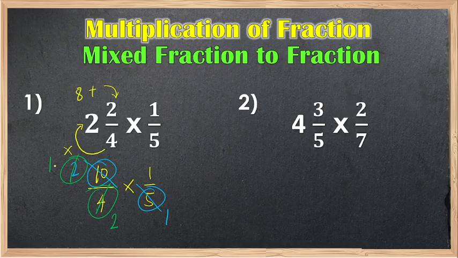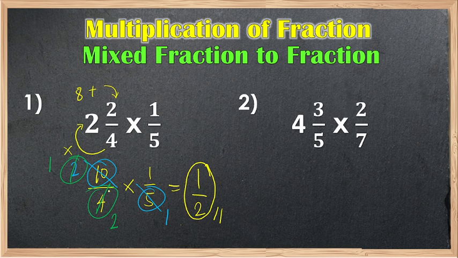So therefore, we multiply 1 times 1. The answer is 1. 2 times 1, the answer is 2. Therefore, the final answer must be 1/2. So the process is you first change the mixed fraction to an improper fraction, and then proceed to multiplication. Try to observe first if there is a common factor. If there is a common factor, reduce the fraction to lowest terms, and then proceed to multiplication. Numerator times numerator, denominator times denominator.